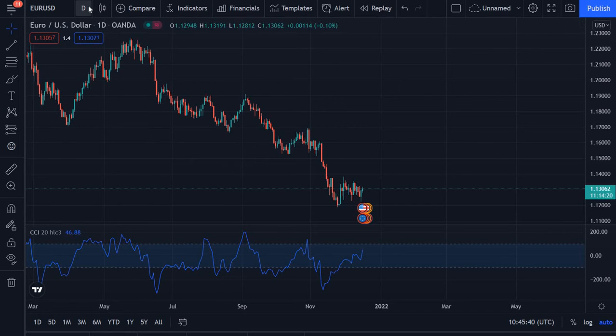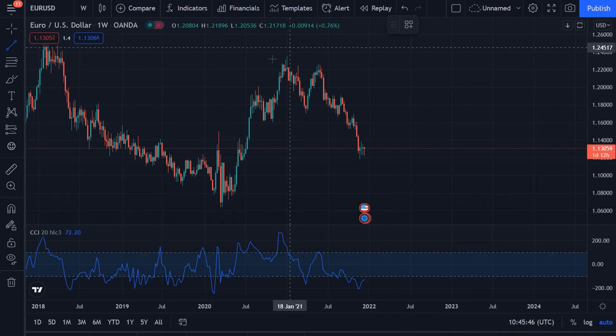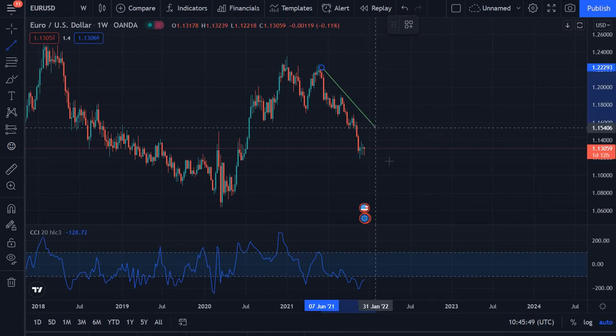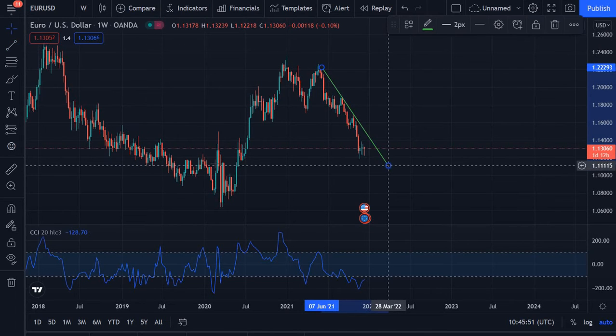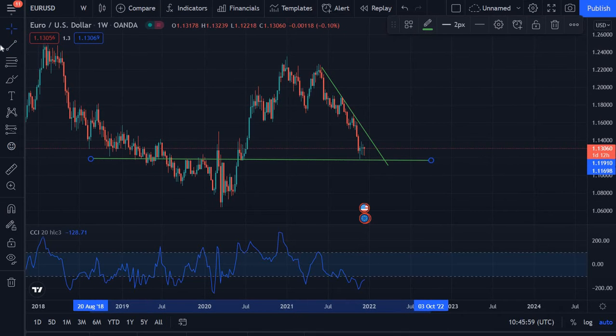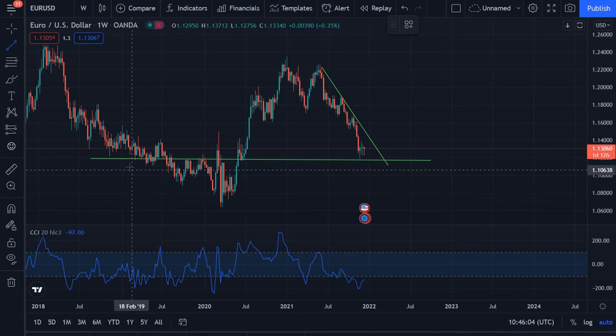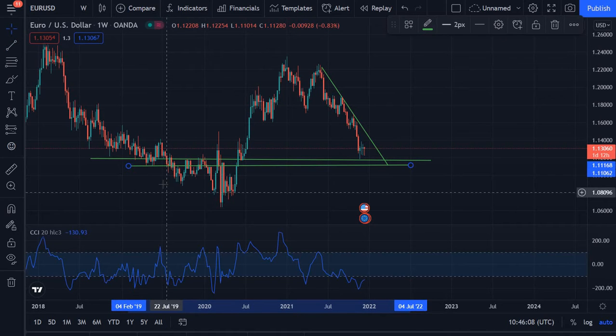So looking at the Euro USD on the weekly again, here we had this double top and then a push to the downside. Here the lowest point that we reached was this support line. Now the next one would be here and then all the way below.